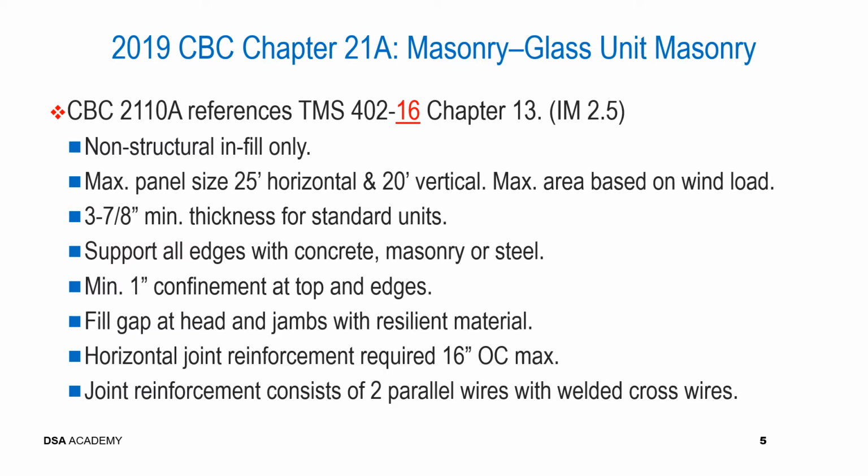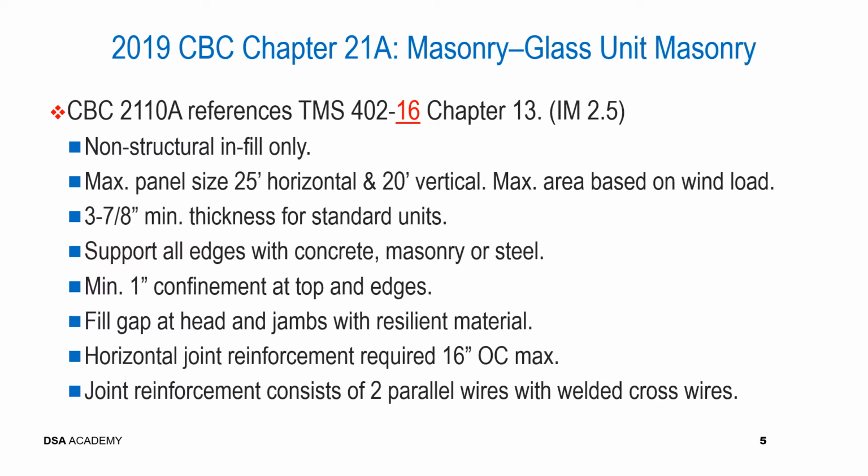They can only be used for non-structural walls. Maximum panel size is 25-foot horizontal and 20-foot maximum vertical based on wind load designs. Standard thickness is 3 7/8 inches thick. It must be supported on all edges by either masonry, concrete, or steel. There must be 1 inch confinement at the top of the edges.